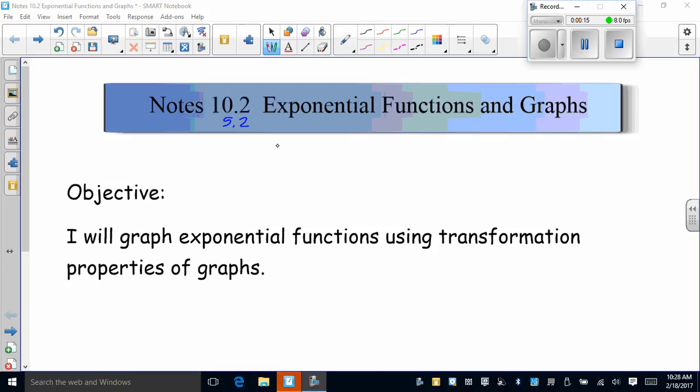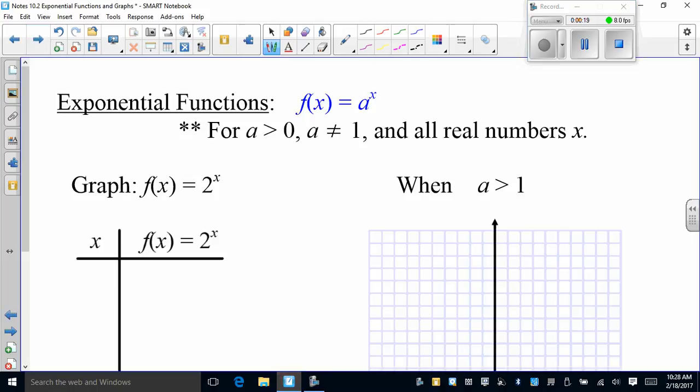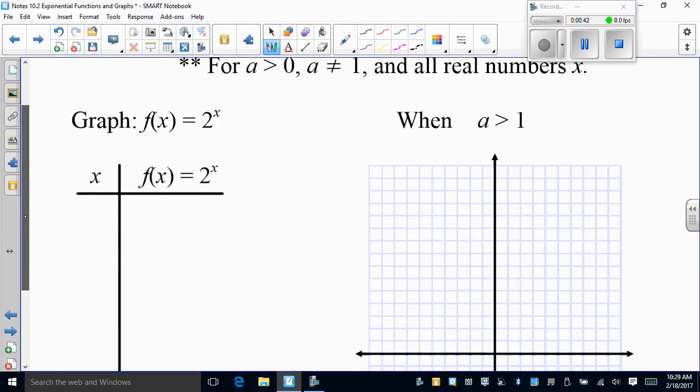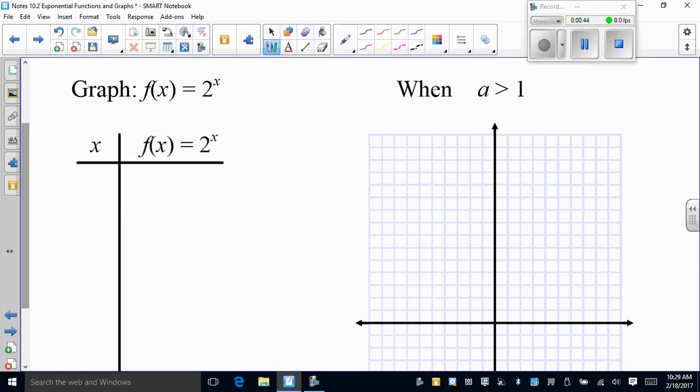Okay, so for this one here, exponential functions: f of x equals a to the x, for a greater than 0, a not equal to 1, and all real numbers x. I'm actually going to play with this one by putting in negative values so that you can see what's going to happen. When a is greater than 1, we're going to start with x greater than 1. So if I was to say x equals 0, I know it says greater than 1, but you got to know what's going on at 0 as well.